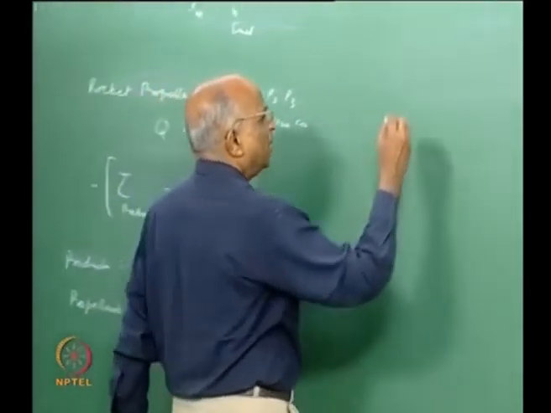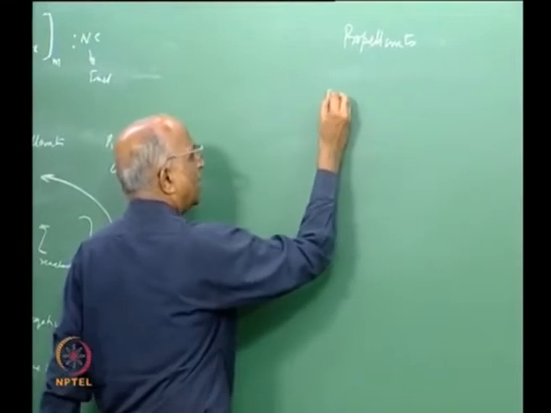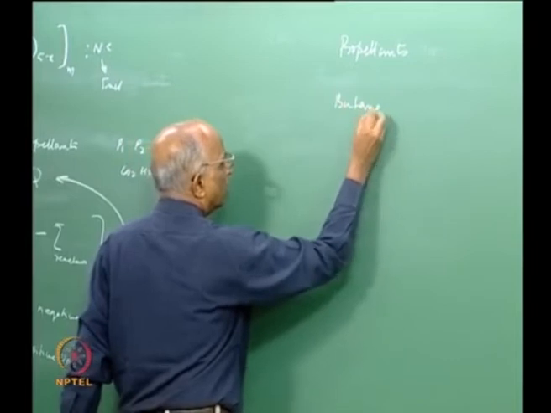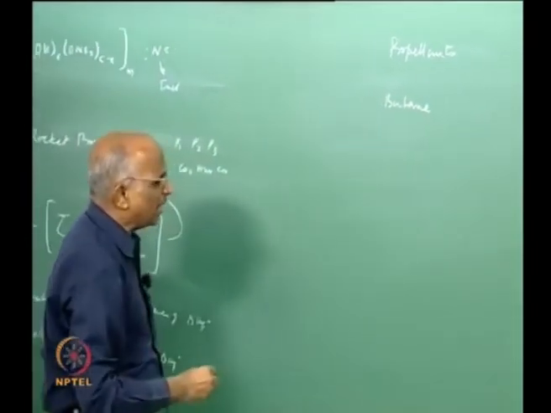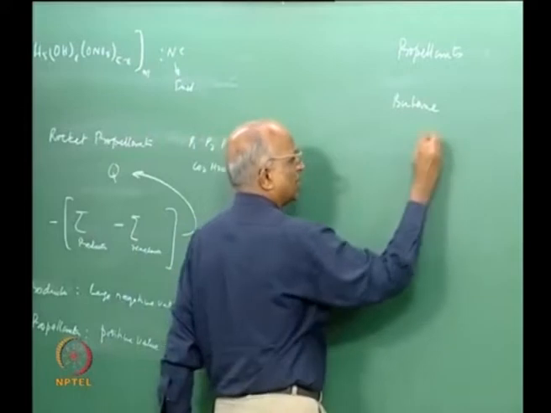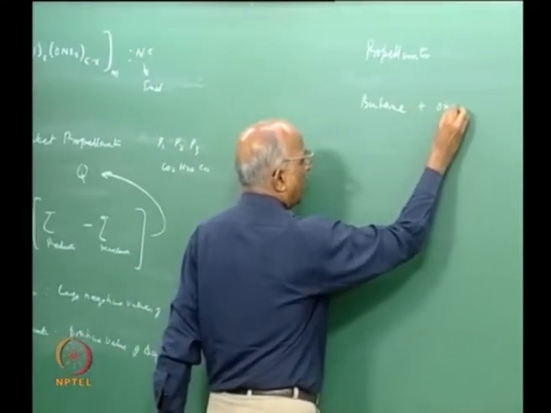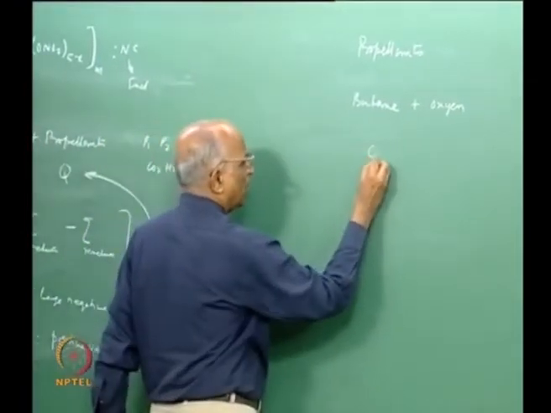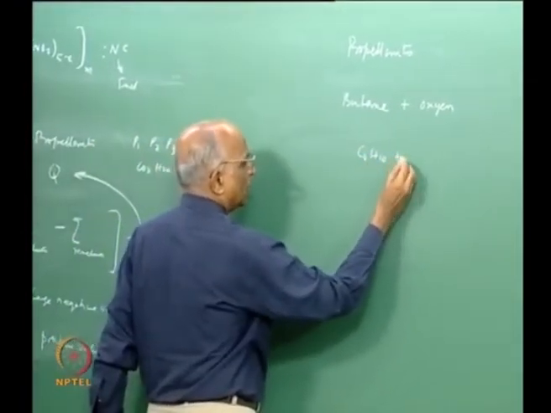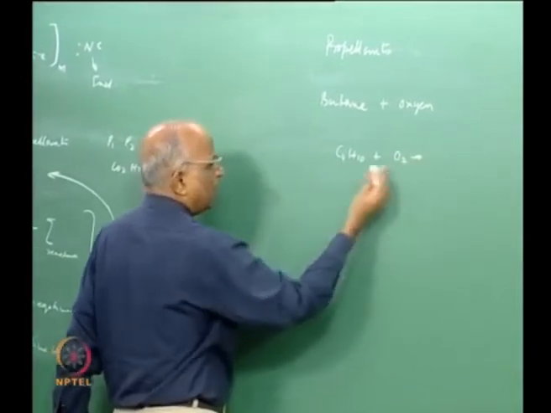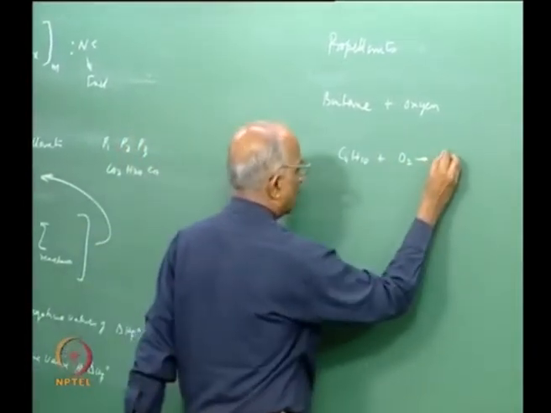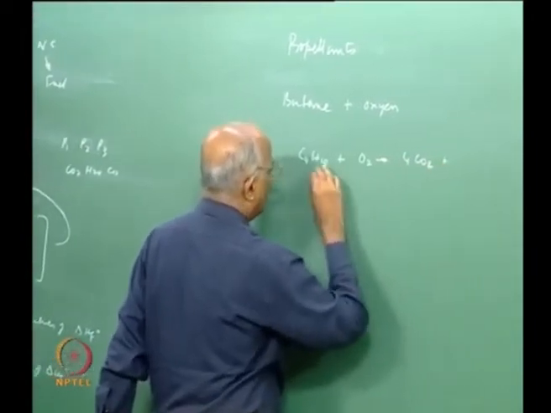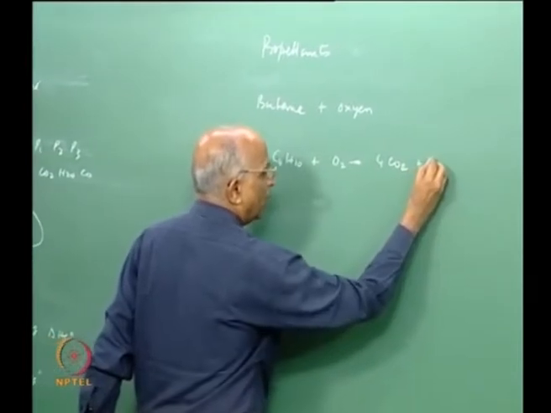But the question is, if I consider a propellant like butane, but unfortunately butane is a gas and it is difficult to use, but let us take this example, plus I have oxygen as the oxidizer. Butane has the formula C4H10 plus oxygen. Let us say it completely burns into carbon dioxide, therefore I get 4CO2 plus 5H2O, therefore I get 5.